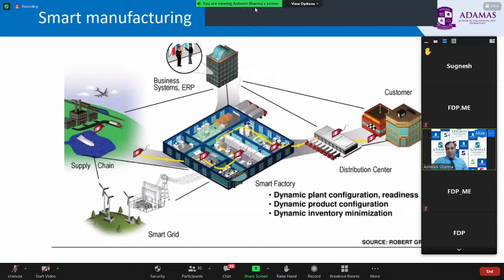So a smart factory is dynamic plant configuration readiness, dynamic product configuration, and inventory minimization. So nowadays these factories are no more static. They have got everything dynamic in them. And that's where the optimization part is very, very difficult. And that's where we need to have the smart factories.